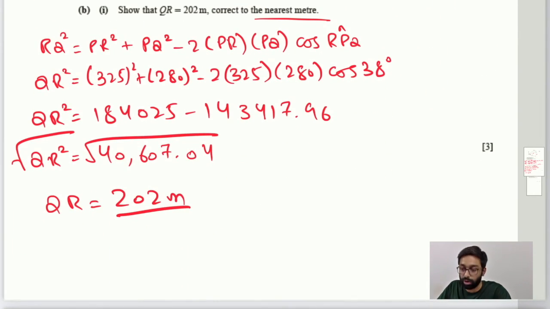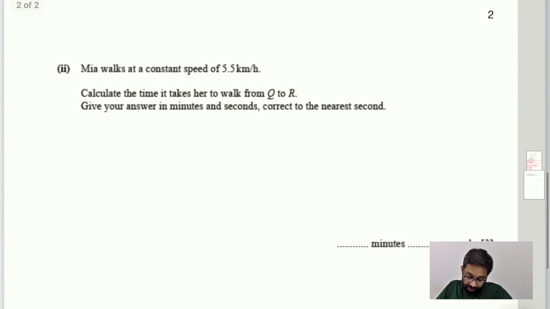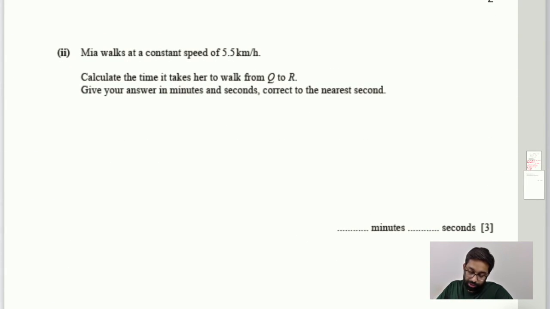Okay, let's move on to the last part. The question says Mia walks at a constant speed of 5.5 kilometers per hour. Calculate the time it takes for her to walk from Q to R. Give your answer in minutes and seconds, correct to the nearest second.